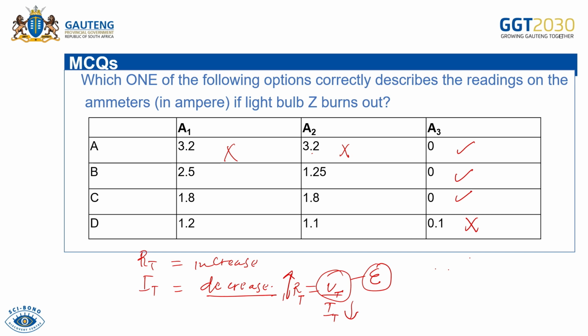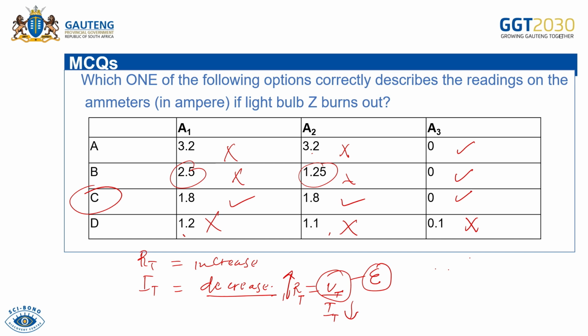Look at B. They're saying it's 2.5, 1.25. We are expecting the current in A1 and A2 to be equal and less than 2.5. So then this is out, right? Look at D, right? It's 1.2, 1.1. We are expecting it to be equal. This is out, right? Then let's look at C. It should be less than 2.5 and it should be equal. A1 should be equal to A2. You can see that. So the correct answer here will be what? Will be C.